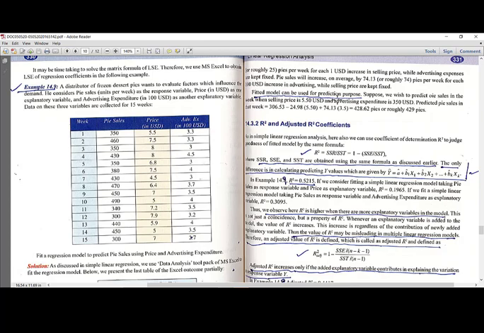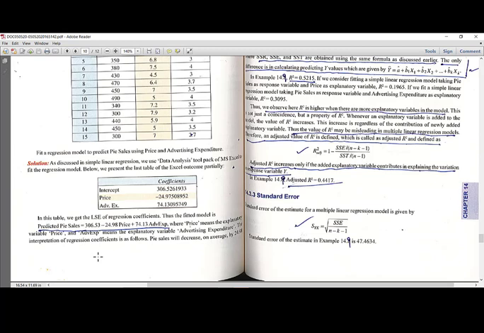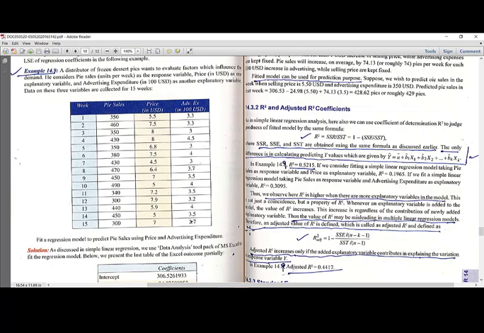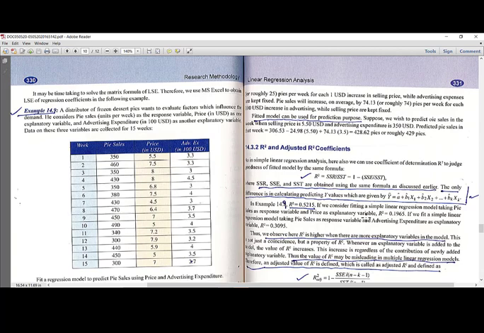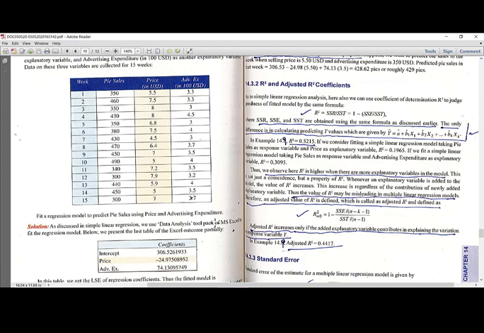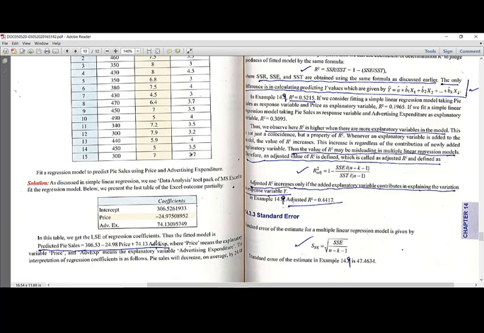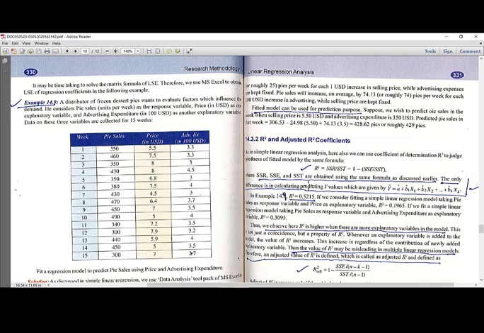That is the interpretation. Here you can see that the price coefficient is negative. What we say is that pie sales will decrease on average by 24.98, roughly 25 pies per week, for each $1 increase in the selling price. While if you spend $100 on advertising, then the increase in the pie sales will be 74.13 units, roughly 74. That is the meaning here.